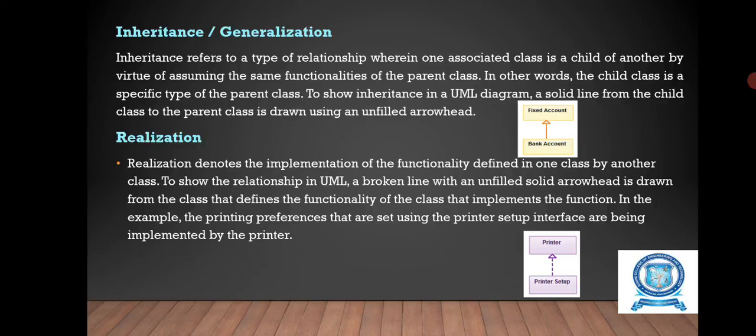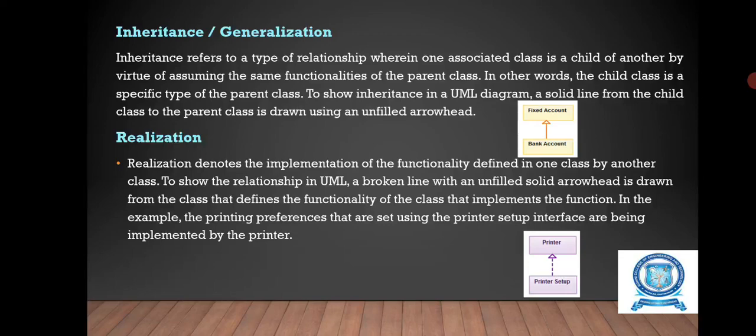Inheritance or generalization refers to the type of relationship wherein one associated class is a child of another by virtue of assuming the same functionalities of the parent class. In other words, the child class is a specific type of the parent class. To show inheritance in a UML diagram, a solid line from the child class to the parent class is drawn with an unfilled arrowhead.